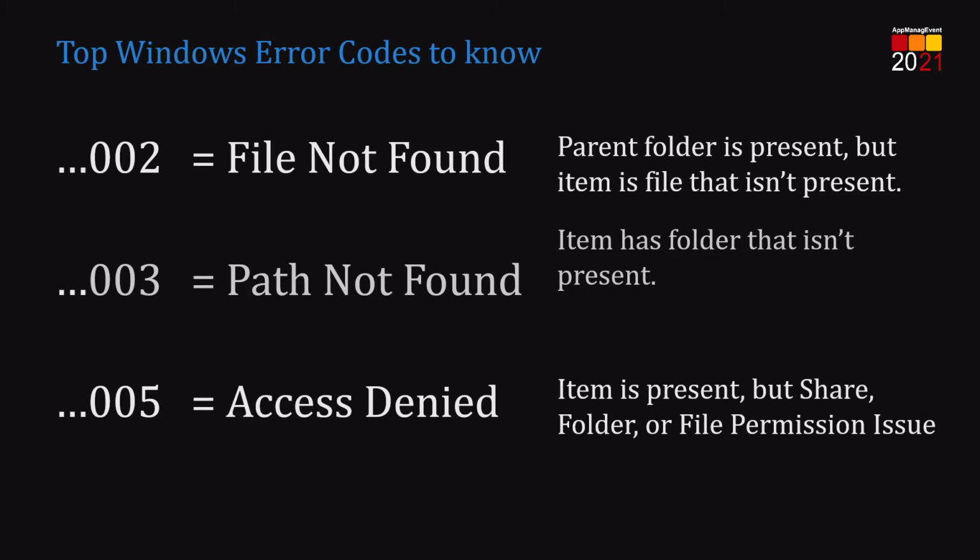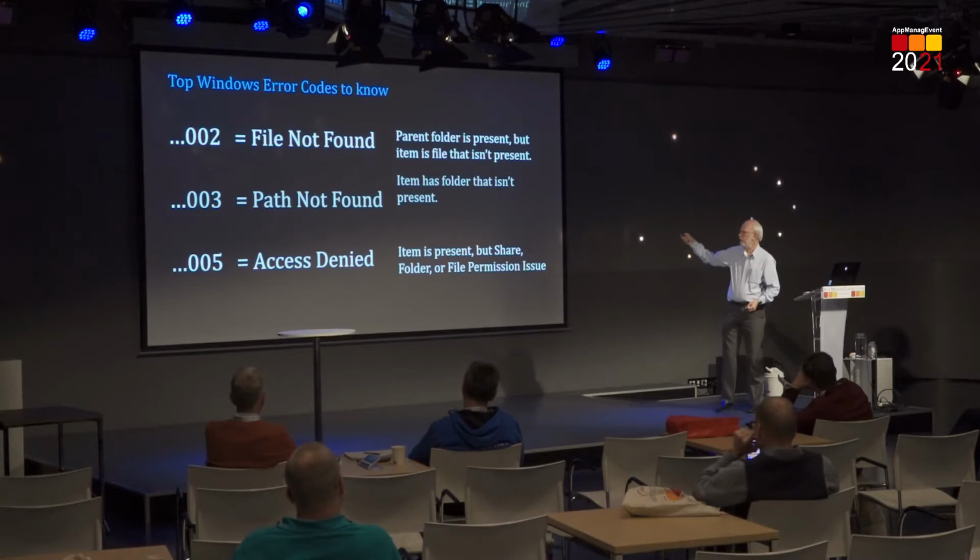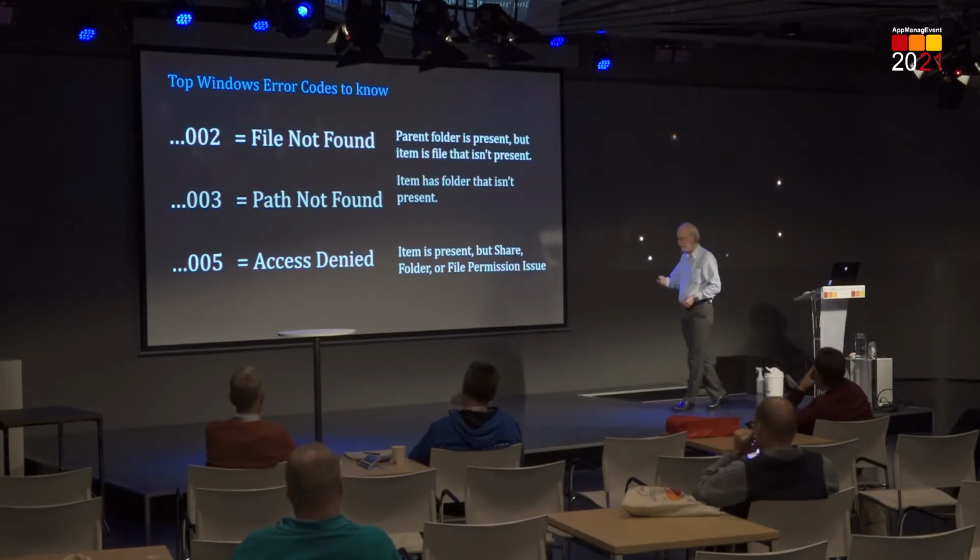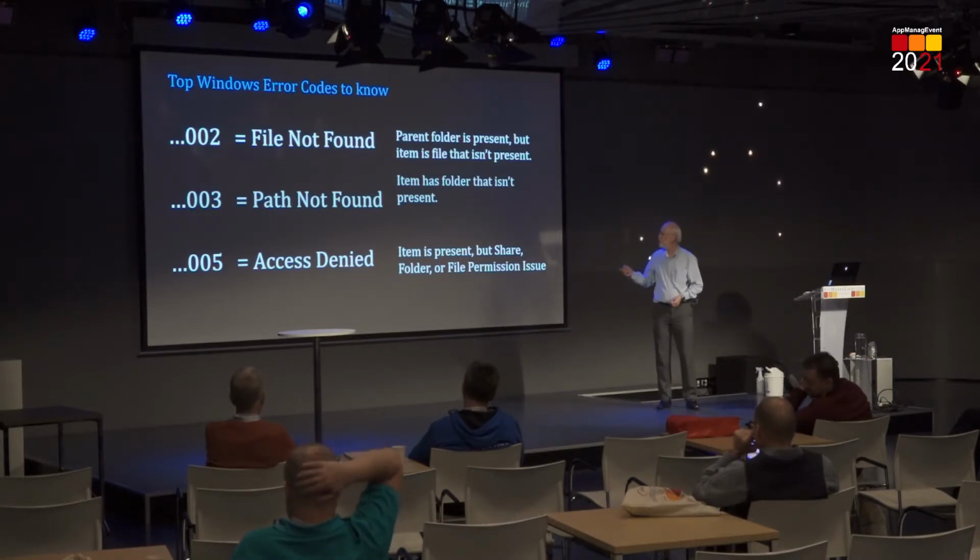5, access denied, is the other one. Somebody asked something to do something. They didn't have permissions to do that. You know, you don't have write permissions. You're not allowed to delete this file. It's locked, whatever, right? Those are the 3 that we generally end up running into as we look at application issues.